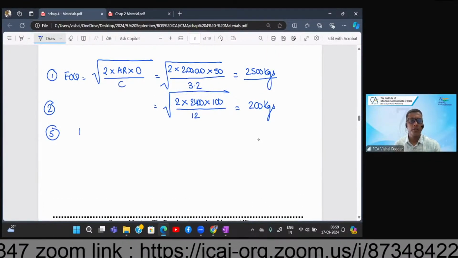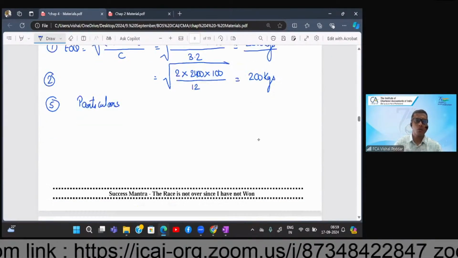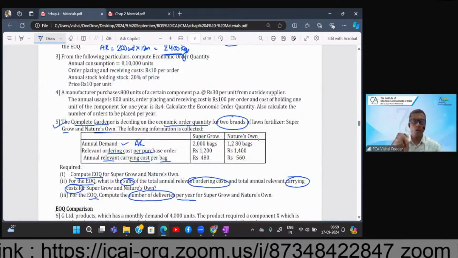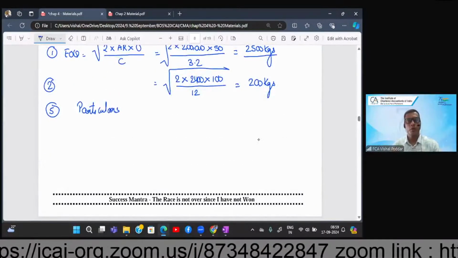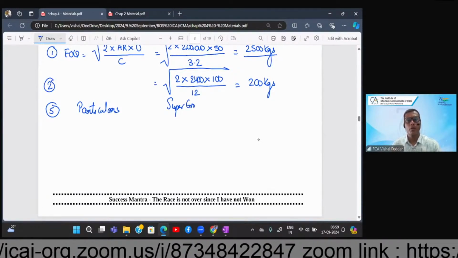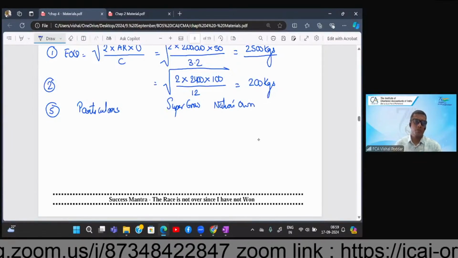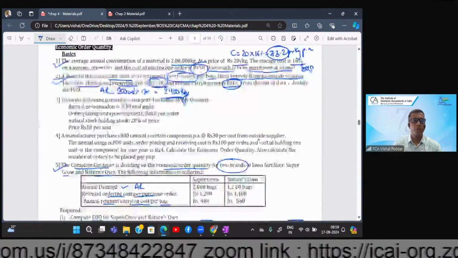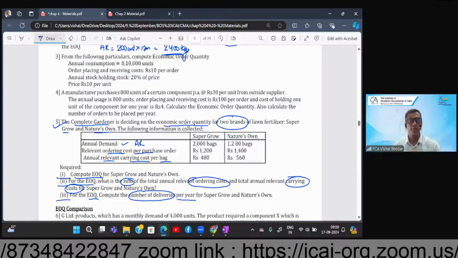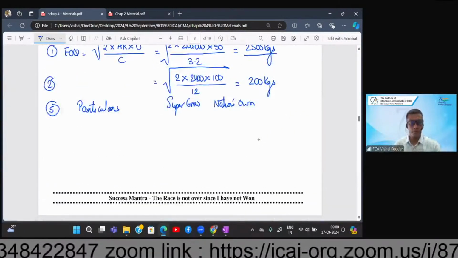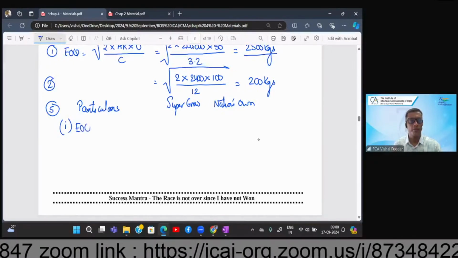Now here, I'll just put my answer in a tabular form because there are 2 different materials required. In the meantime, you all can start doing calculations on your calculator and keep the figures ready. So it is Super Grow and it is Nature's Own. Now, what are the different sub questions asked? The sub question number 1 is EOQ, 2 is cost of ordering plus carrying, 3 is number of deliveries. You may start computing and posting the answers in the chat box as you get it.